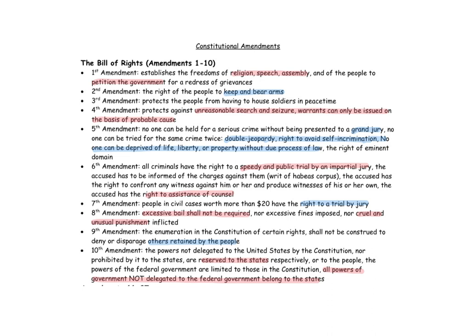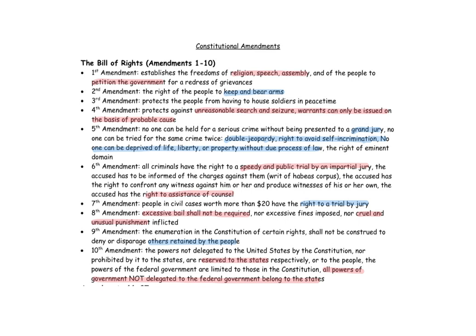This idea of warrants issued on the basis of probable cause. You cannot simply search an individual's house because you think they're up to no good. And so it's, again, aiming to limit the power of the state and the arm of the state in the form of bodies like a police force from unreasonably impacting the freedoms of citizens.